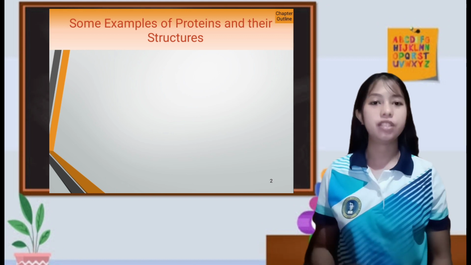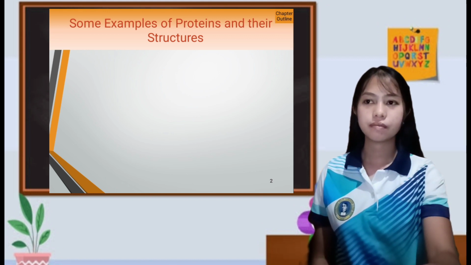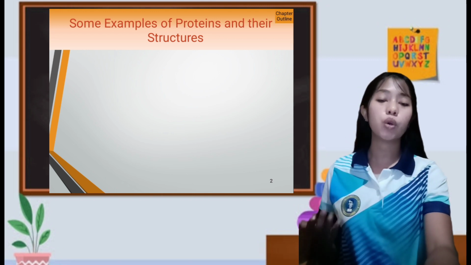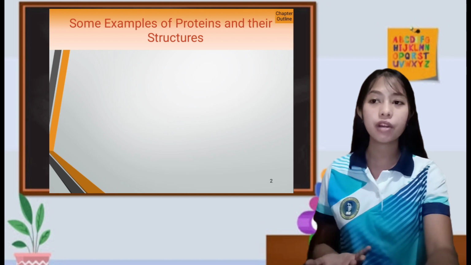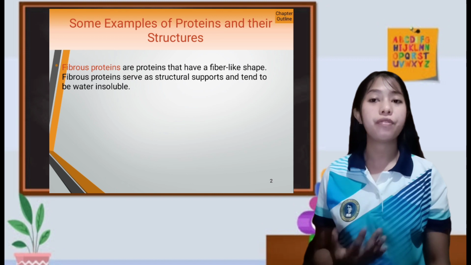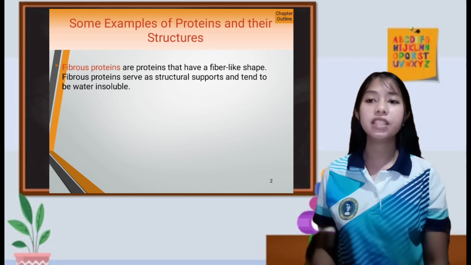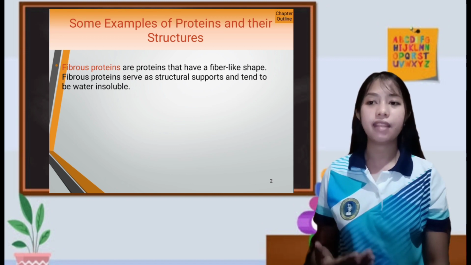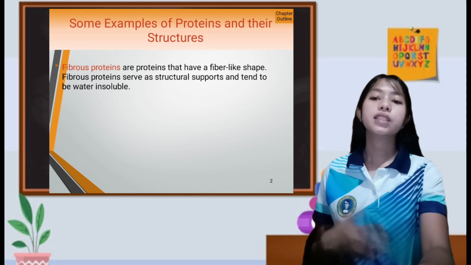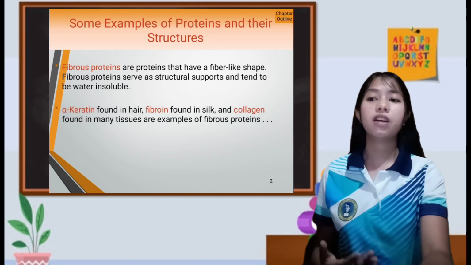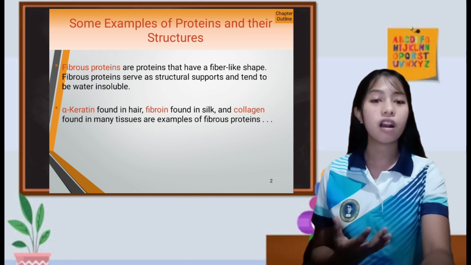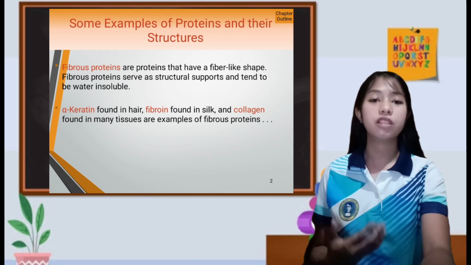their structures. Examples of proteins are fibrous proteins and globular proteins, but now I'm gonna talk about the fibrous proteins. So, fibrous proteins are proteins that have a fiber-like shape. Fibrous proteins serve as structural support and tend to be water insoluble. Examples of fibrous proteins are alpha-keratin, found in hair, fibroin, found in silk, and collagen, found in many tissue cells.